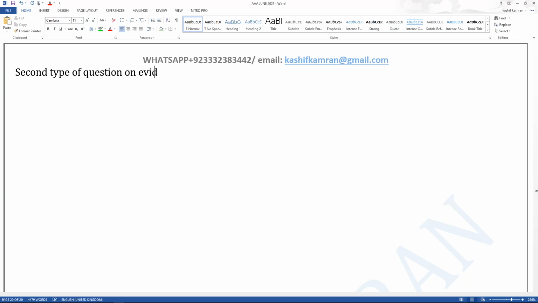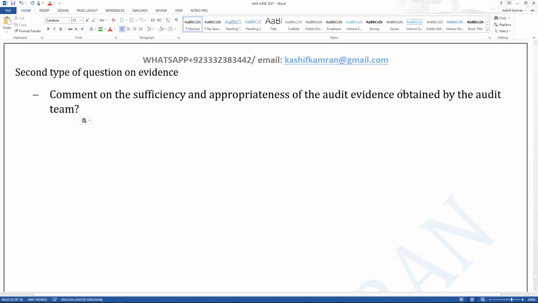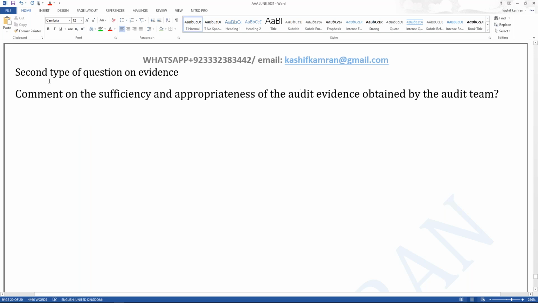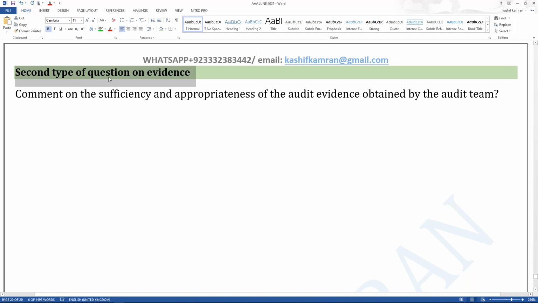And I will be solving it a bit as well. Okay, and this is the second type of question on evidence right in front of your screen. Comment on the sufficiency and appropriateness of the evidence. Now, this question has come less times in the past paper. Now, when you look at this question, it's a pretty simple question asking you, comment on the sufficiency and appropriateness of the evidence obtained by the team. So what do you need to do? You need to do the comment.